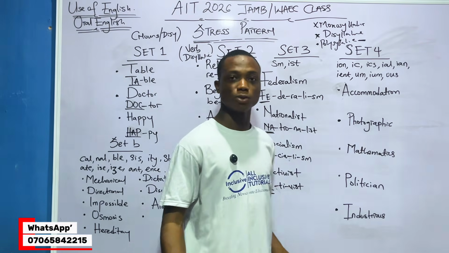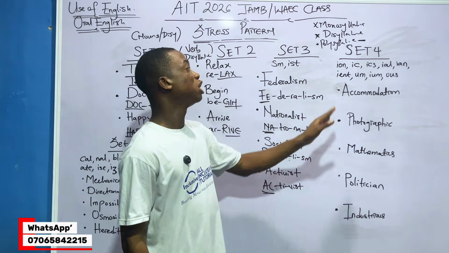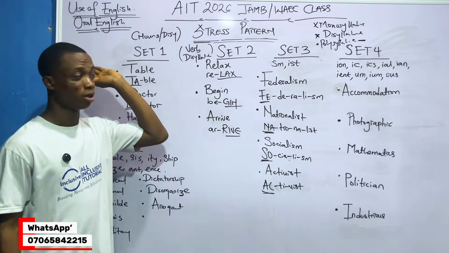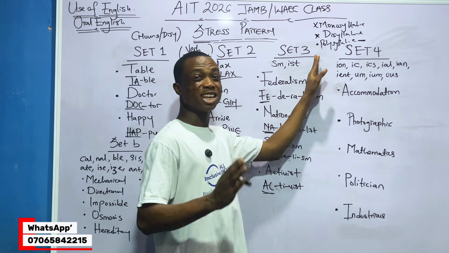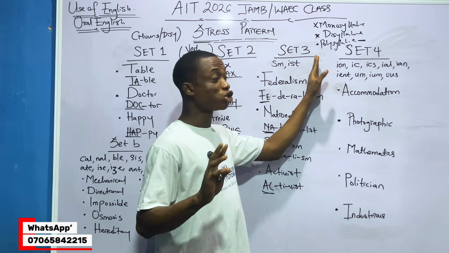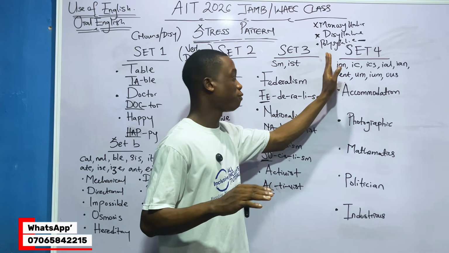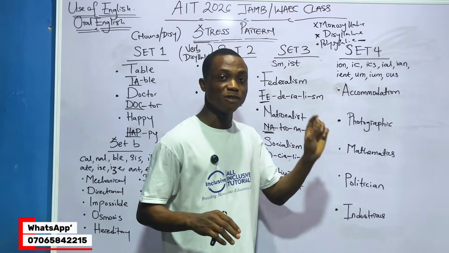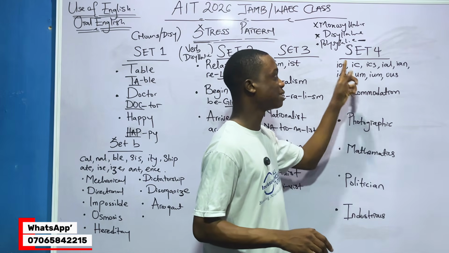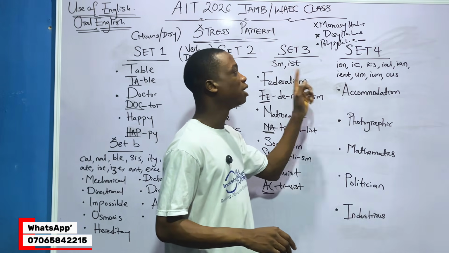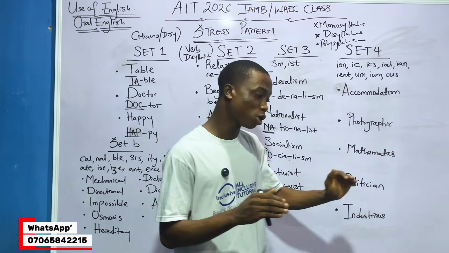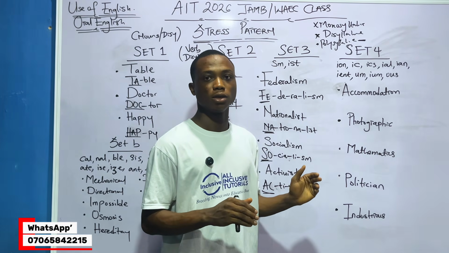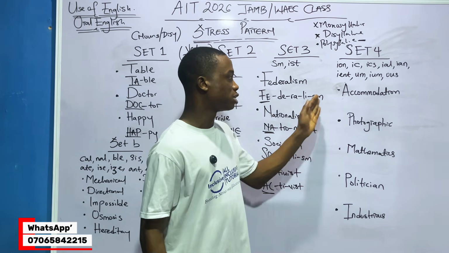Now this one is very simple. Even if you don't remember everything I've been saying so far, remember this one, because out of the 10 questions that will come out in your exam, I can assure you that 6 will come from this set of words. Whenever a word ends with ION, IC, ICS, IAL, IAN, ENT, UM, IUM, and OUS, the stress is on the second to last syllable. They call it penultimate, second to last.